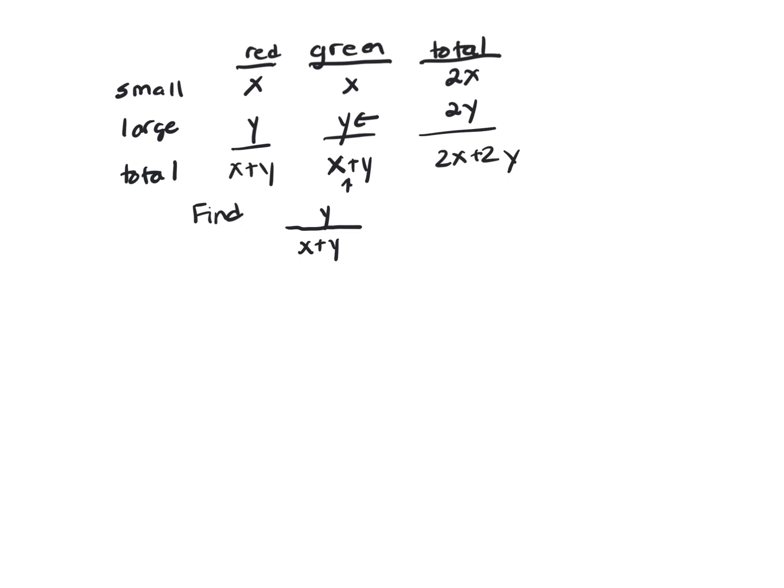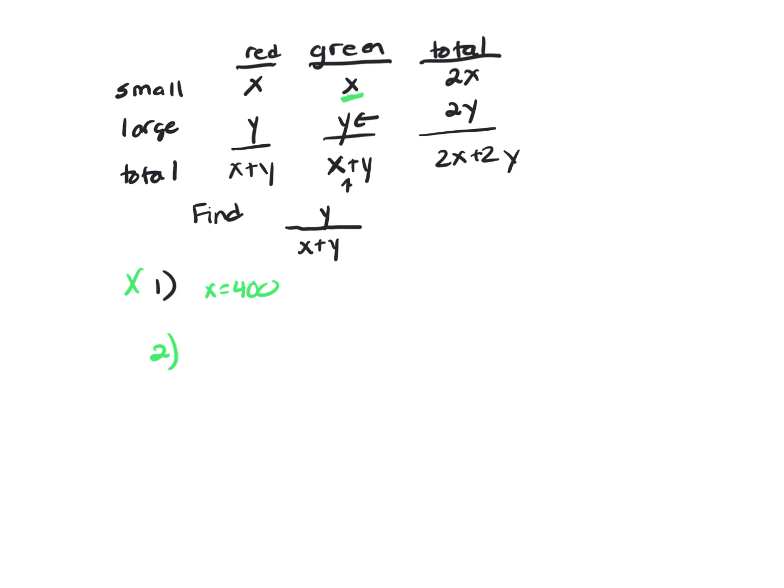So let's look at clue 1. Clue 1 says, in the production lot, 400 of the small toys are green. Small green is this right here. Small green, that just tells me that X equals 400. But I'm trying to find Y over X plus Y. I don't know anything at all about Y. All right, so clue 1 doesn't work by itself. Forget clue 1, concentrate on clue 2.